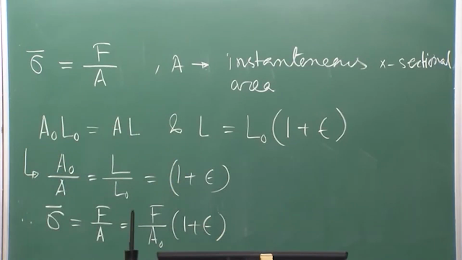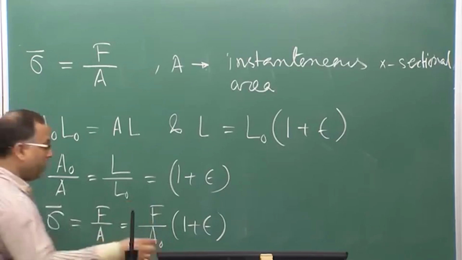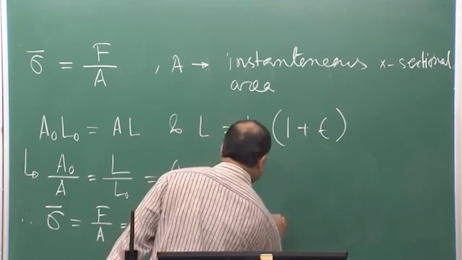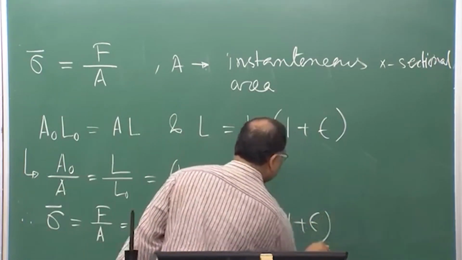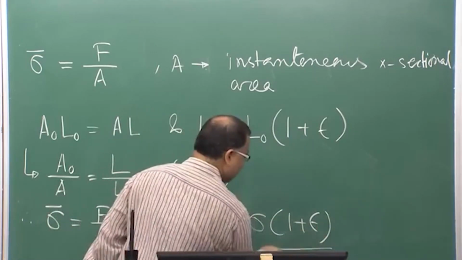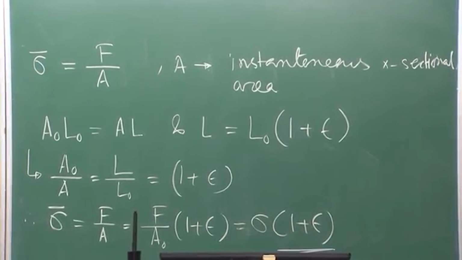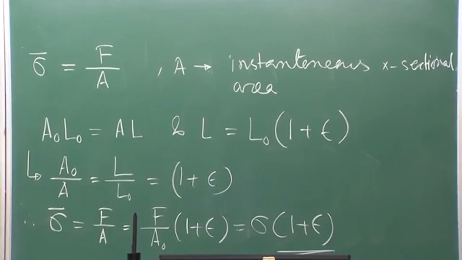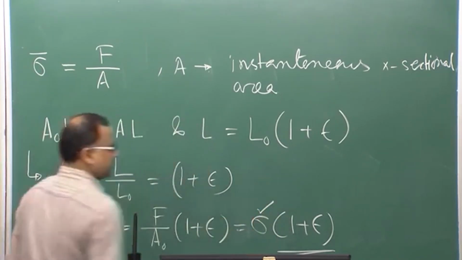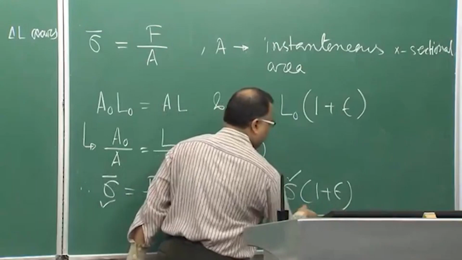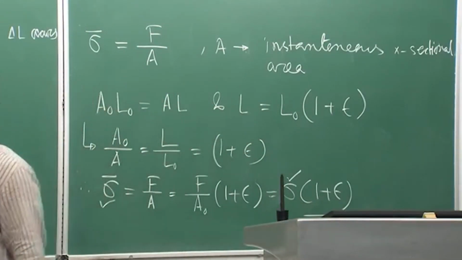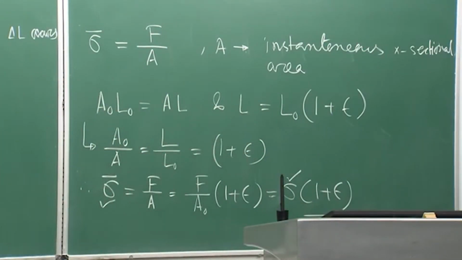Okay. Now, what is F by A naught? F by A naught is nothing but your engineering stress. So, this much is the difference coming between the true stress and the engineering stress. Understood? So, this is your true stress, and this is your engineering stress. Okay. So, this is the factor that should be multiplied with the engineering stress to get the true stress.